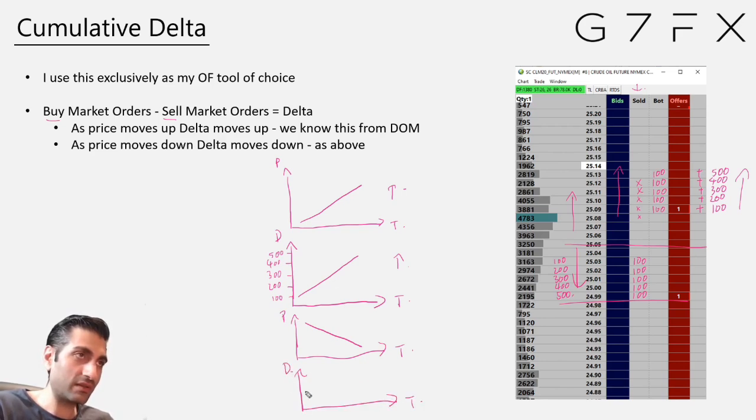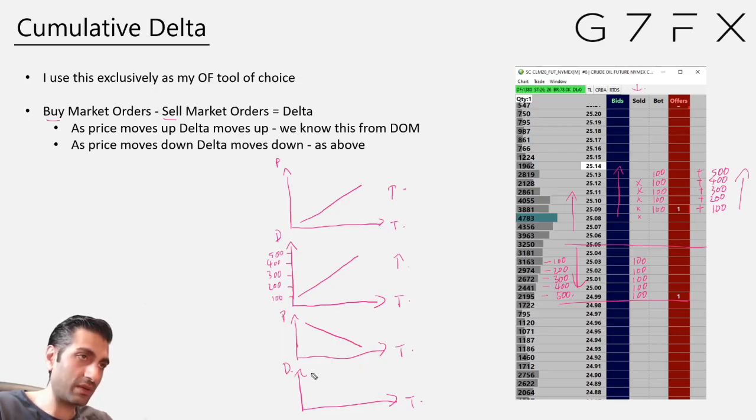delta is showing us the amount of market orders it's taken to move the market, right? And generally, as you've seen it, when market orders are printing up, the price moves up. When market orders are printing down, price moves down. Very straightforward. So again, this time it's minus though, isn't it? Because we're selling off. We've got negative market orders, short market orders, minus 100, minus 200, minus 300, minus 400, minus 500. It's cumulative. It's just adding these up, right?